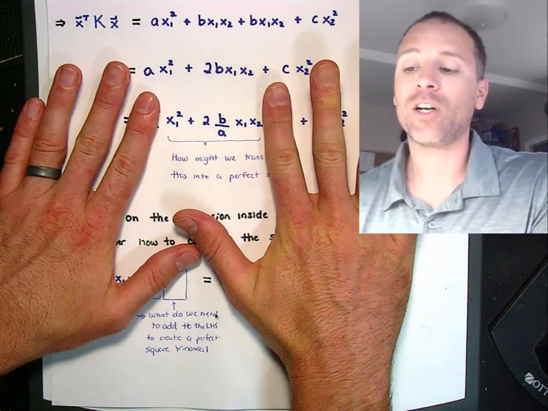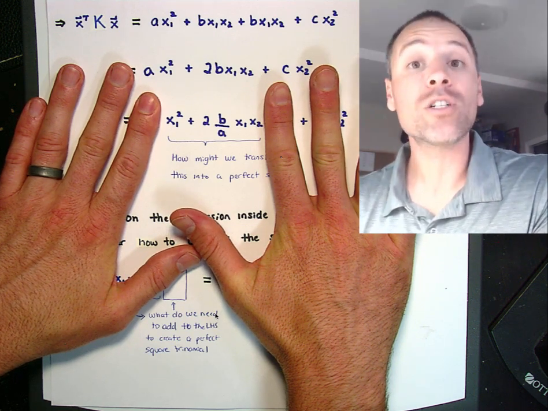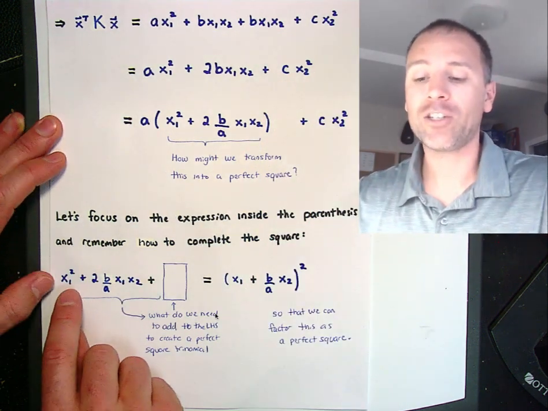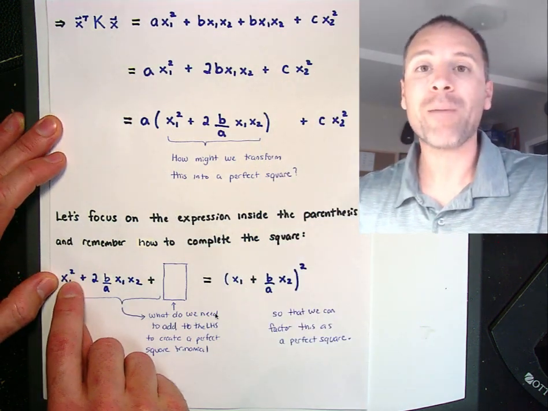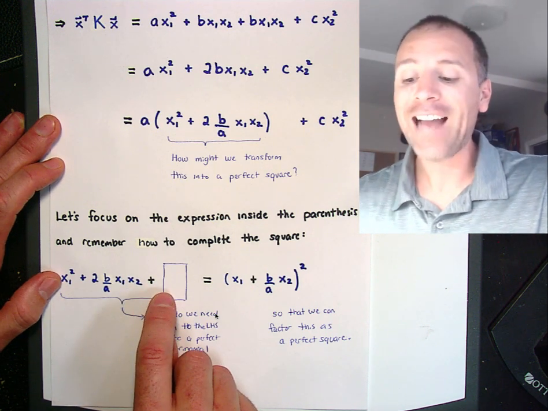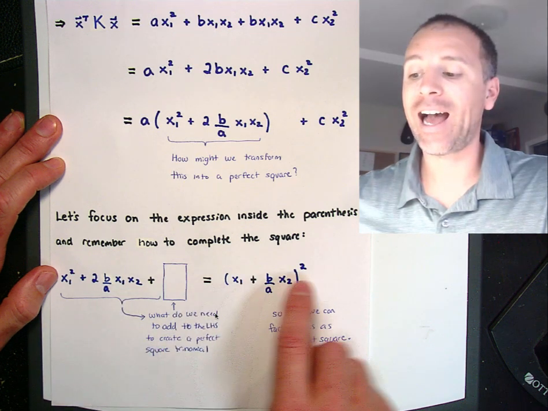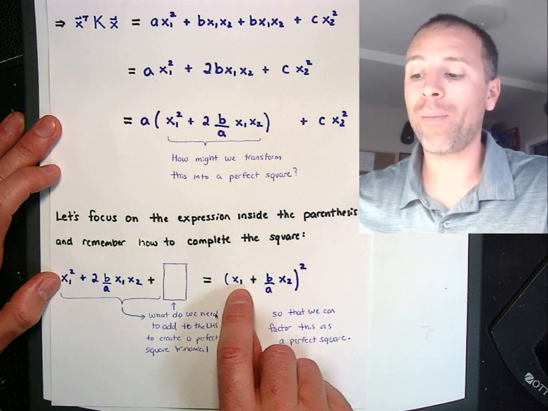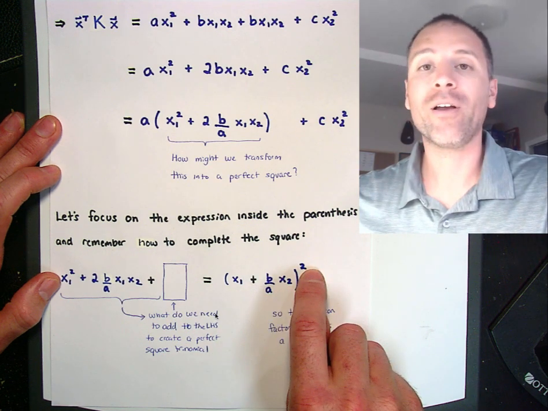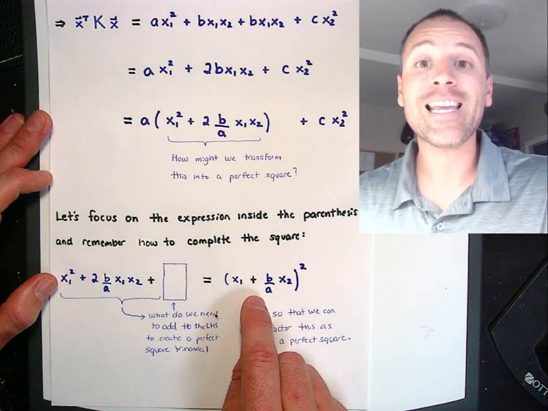And then I could ask myself, what if we were to just focus on the inside of that parentheses? Could I use completing the square to say something intelligent there? Specifically, if I said, let's look at x1 squared plus 2b over a x1x2, could I add something to this expression in order to write it as a perfect square in the form x1 plus b divided by a x2, squared? For a review of this, you can see previous videos on the method of completing the square in one variable.